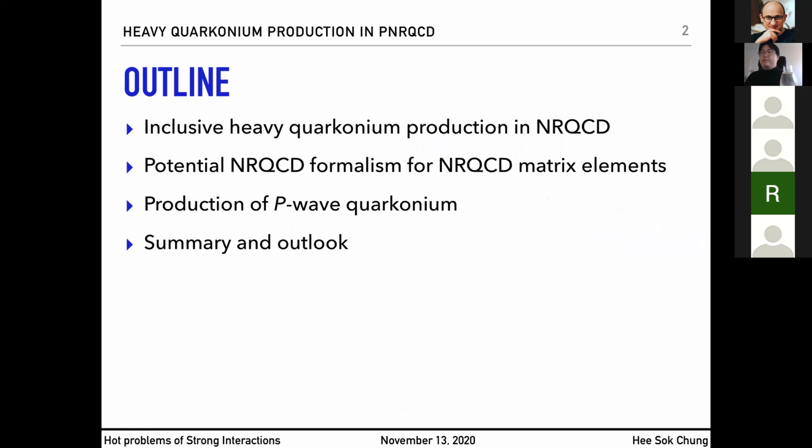So here's a brief outline of my talk. I will first go over introducing the inclusive heavy quarkonia production in NRQCD. Then I will present my previous recent work on potential NRQCD formalism for NRQCD matrix elements. Then I will give some phenomenological results for production of P-wave quarkonium. Then I will conclude.